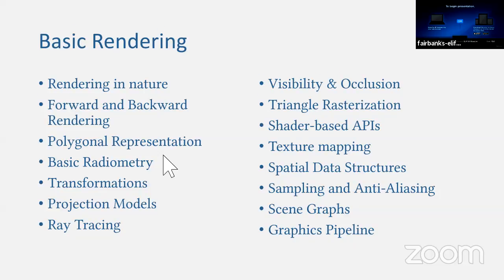Polygonal representation. How do you represent an object in 3 dimensions so you can put it in at any angle? And so we'd like to be able to represent things with triangles. Basic radiometry. Radiometry is basically, are we talking lumens, watts? What physical properties are we actually talking about? Because they make a big difference.